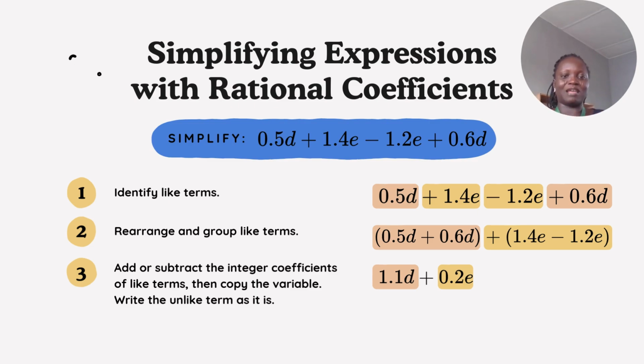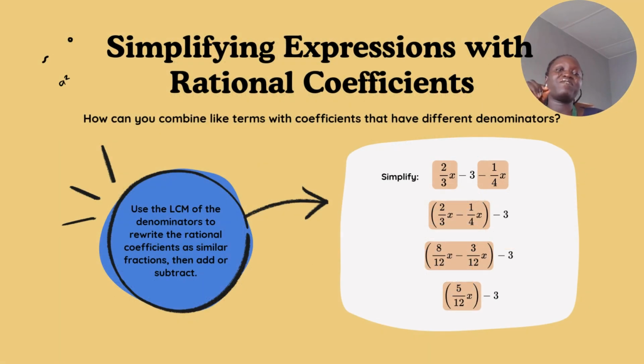So you collect like terms, you bring the ones having d together, you bring the ones having e together, and you add them together. 0.5d plus 0.6d will give us 1.1d, plus 1.4e minus 1.2e will give us 0.2e. That means our final answer is 1.1d plus 0.2e.